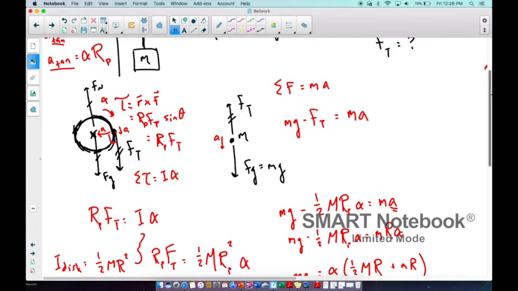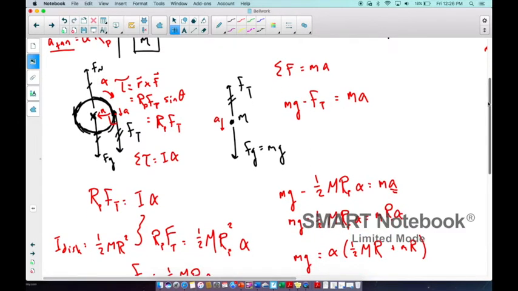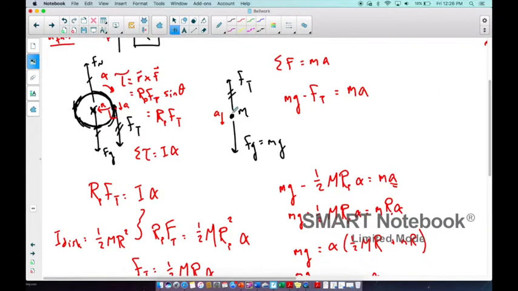And then, of course, one big key realization that may have been difficult for you, but now that you've seen it, hopefully you'll be able to do it in the future, is that the acceleration of this object showed up in this one as well, because it's the tangential acceleration at this point on the edge of the disk.